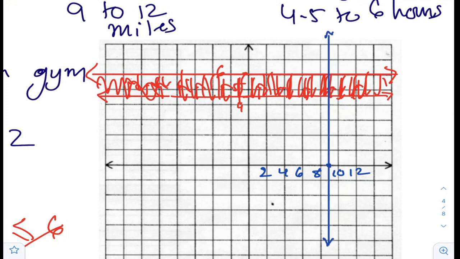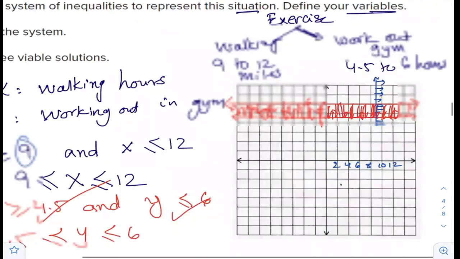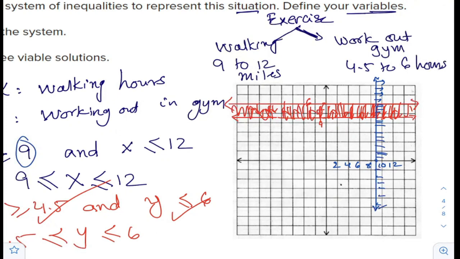More than or equal to 9 means to the right. Somewhere here. Okay, all over the line. Just represent that, and then we will shade it. Less than or equal to 12. This is the 12, and it will be somewhere here. So where is my solution? My solution is this part here, where both are shared.